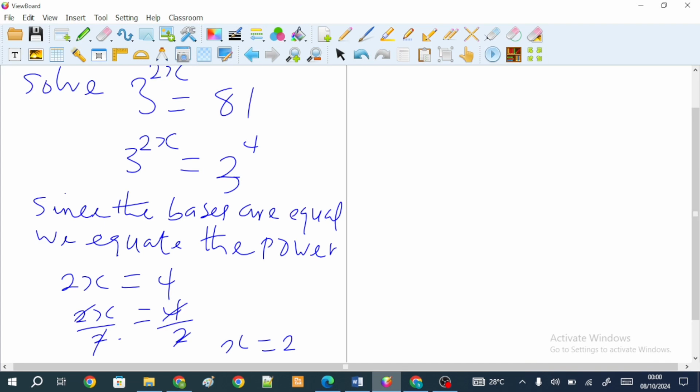I hope you understand this. For us to solve exponential equations, we have to try to write both sides of the equation to the same base, and then if we're able to do this, we can now equate the powers.